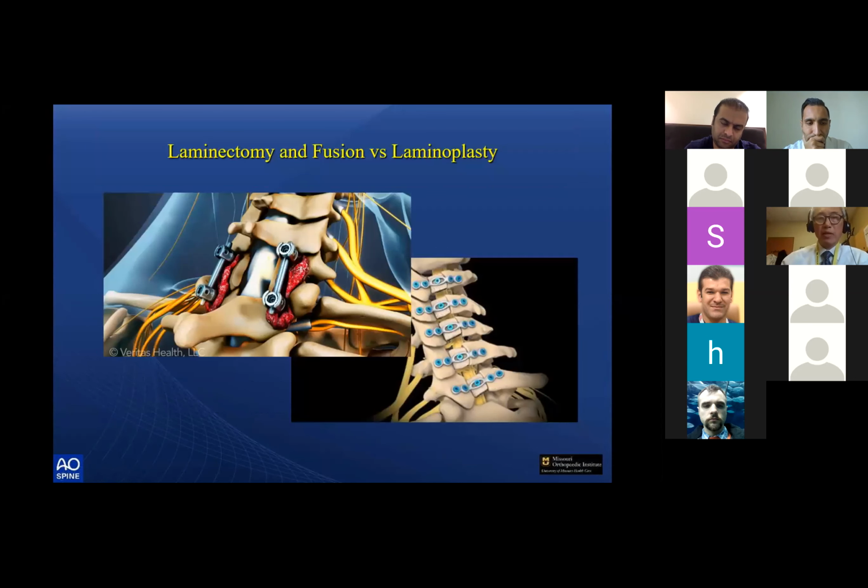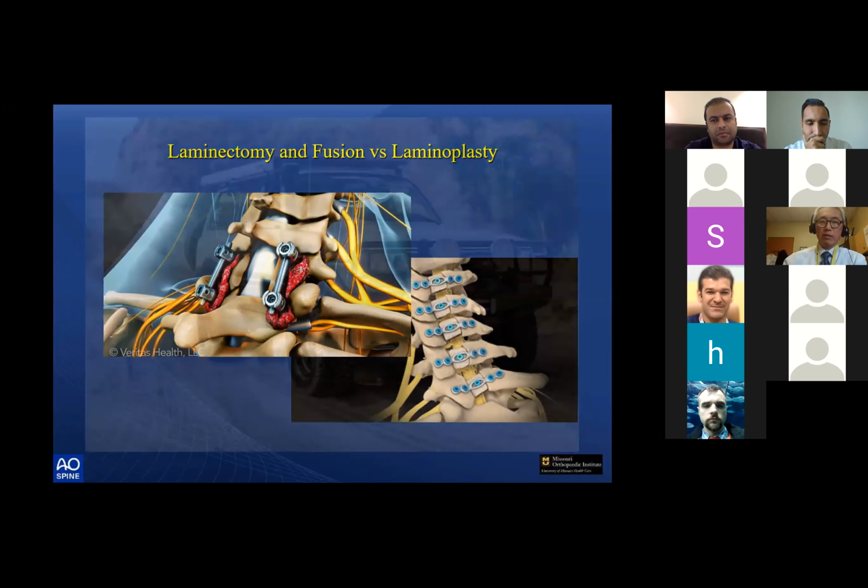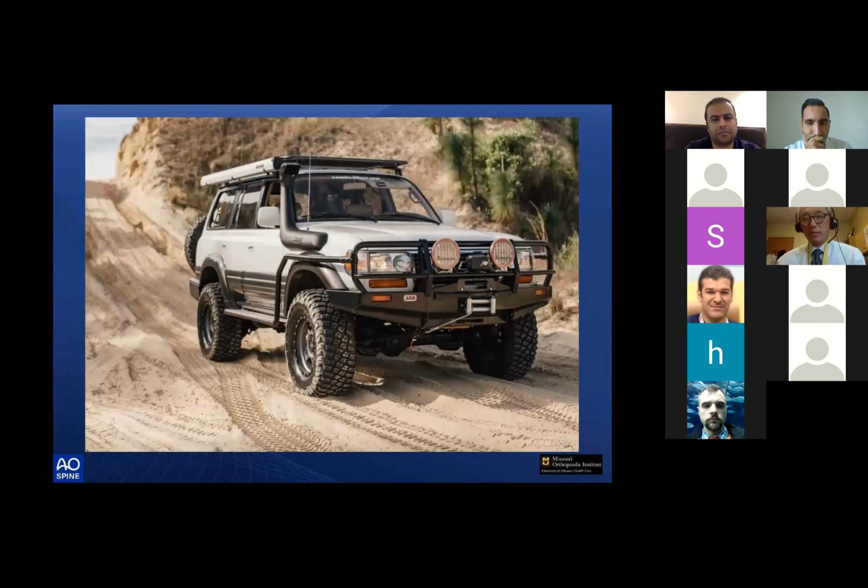So let's talk about laminectomy and fusion, switching gears. To me, I think most of us are very comfortable with the posterior approach. I would say this is like driving a car like a Land Cruiser that can take you anywhere. So most of us are very comfortable with laminectomy. So how does that compare with laminoplasty?